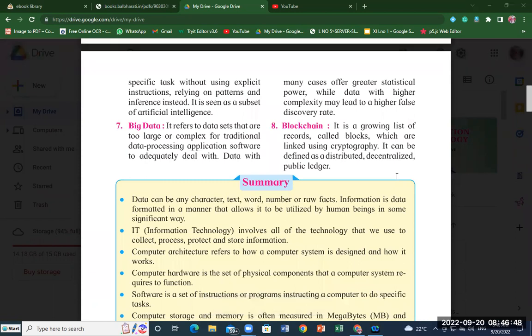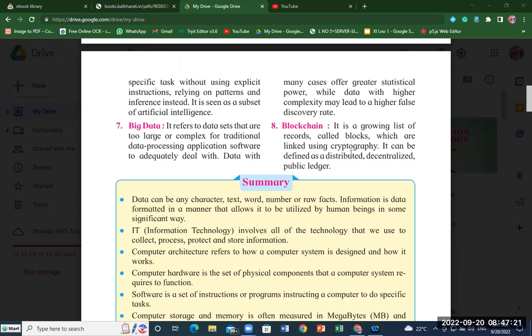Next is blockchain. It is a growing list of records called blocks, which are linked using cryptography. Now, what do you mean by cryptography? I have a password, right? I type my numbers and alphabets, but that is not seen. It is seen in star form. That is cryptography. My data is hidden and shown in some other symbols or some other language. That is what cryptography is, coding.